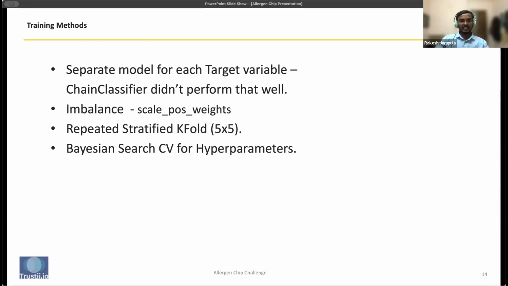And I used a repeated stratified k-fold. I mean, the model will repeat the process of training over 5 folds, and the whole process will be repeated another 5 times. That means I train 25 models for each target variable. And for tuning the hyperparameters, I used Bayesian search CV, as the dataset is very small. I mean, the number of records is low. That's why I chose Bayesian search CV, as it takes different folds into account for tuning the model parameters.